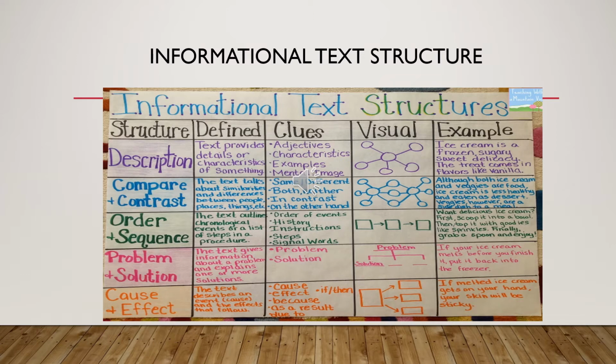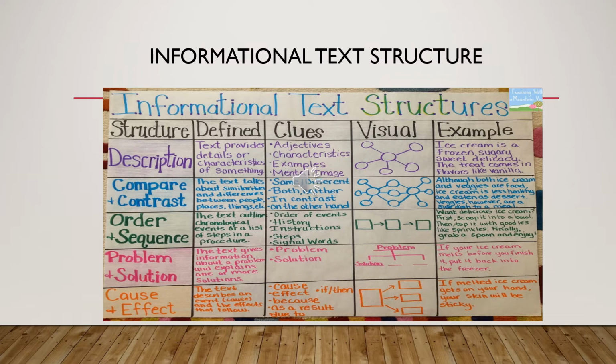So with compare and contrast, we know that the text talks about similarities and differences between people, places, and things. We determine things that are the same and different about the objects. We can also determine what they both have or what neither of them have. And also we determine what things we can contrast about the two items, meaning how they are different. Using a visual is very helpful when trying to determine characteristics of two different items.